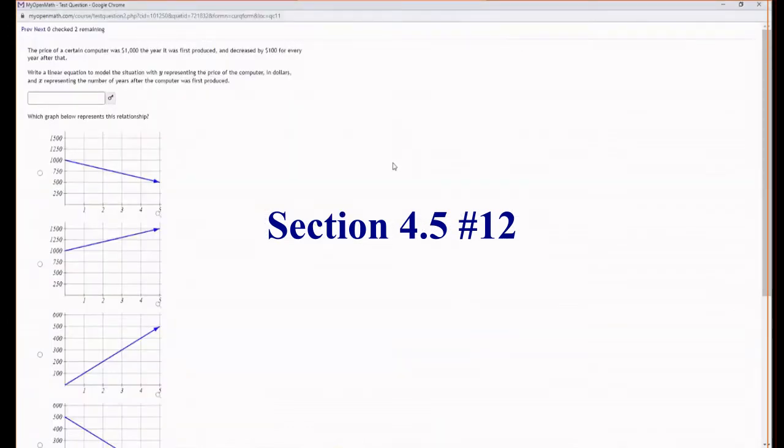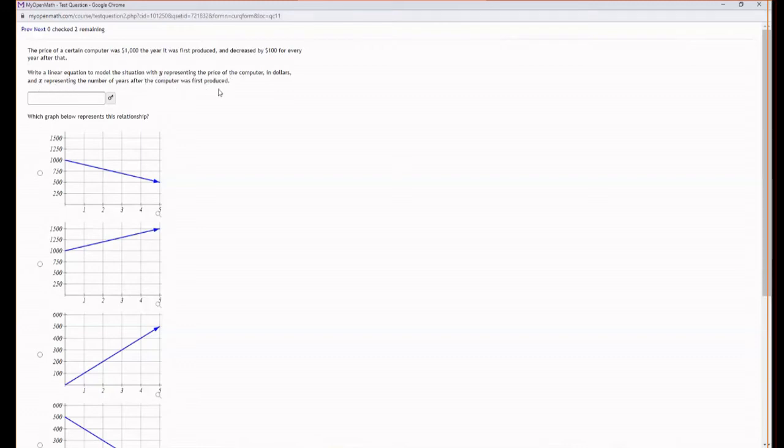The price of a certain computer was $1,000 the year it was first produced and decreased by $100 for every year after that. Write a linear equation to model the situation with y representing the price of the computer in dollars and x representing the number of years after the computer was first produced. Okay, so what they're telling us in the paragraph is, X equals the number of years since it was first produced.